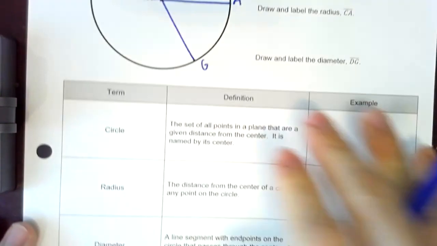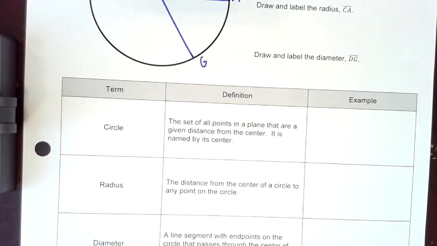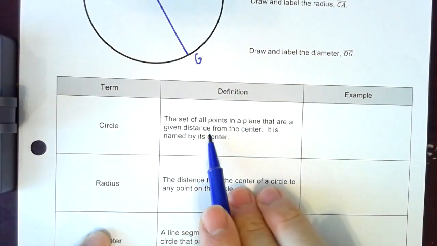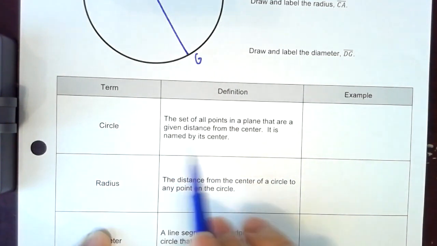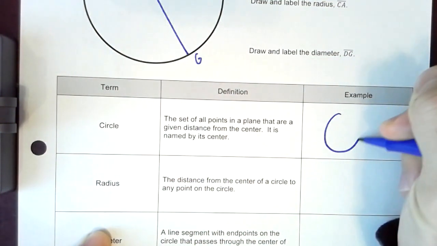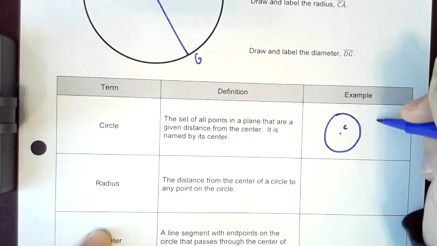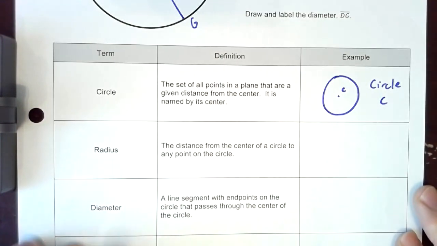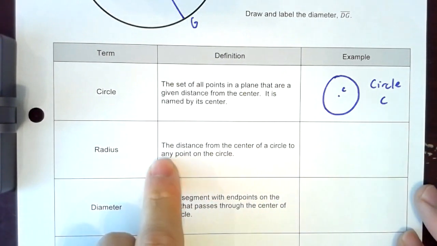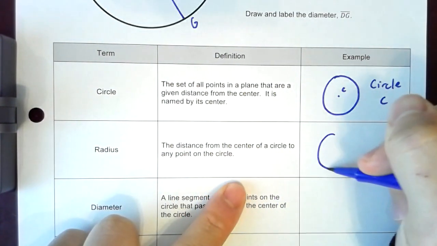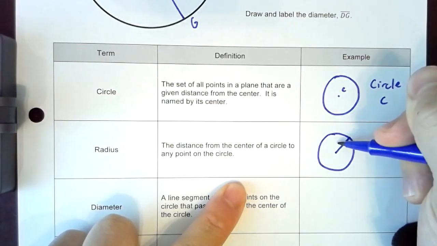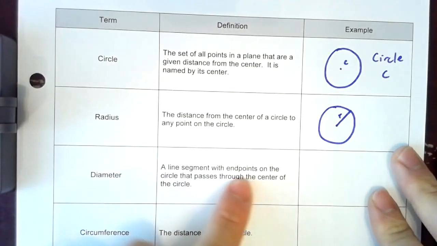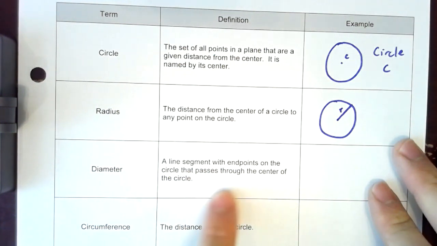Okay, so here are some definitions, some vocabulary words that you need to know. A circle is the set of all points in a plane that are a given distance from the center. It is named by the center. So in our example before, we had a circle that had a center that was C. So we call this circle C. A radius is the distance from the center of a circle to any point on the circle. So a radius is just something like that. Typically we call it R. A diameter is a line segment with endpoints on the circle that passes through the center of the circle.